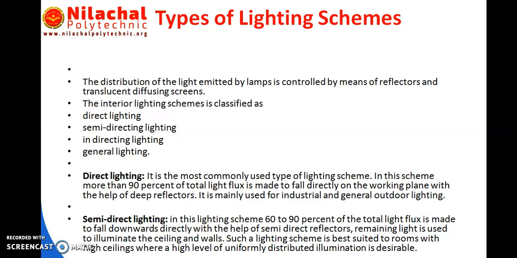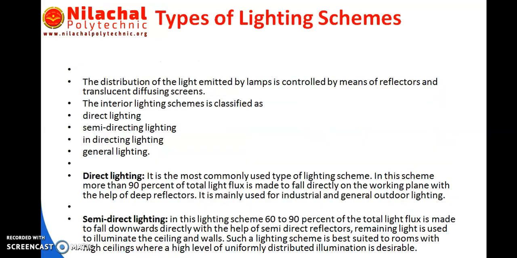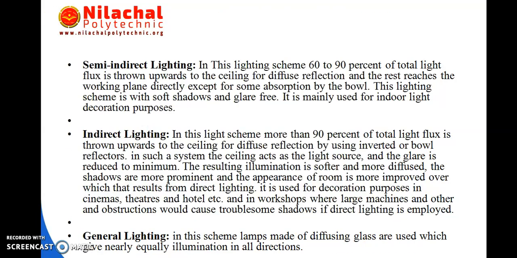Such a lighting scheme is best suited to rooms with a high ceiling where a high level of uniformly distributed illumination is desirable. So we discussed semi-direct lighting. Another is semi-indirect lighting, another is indirect lighting, another is general lighting.